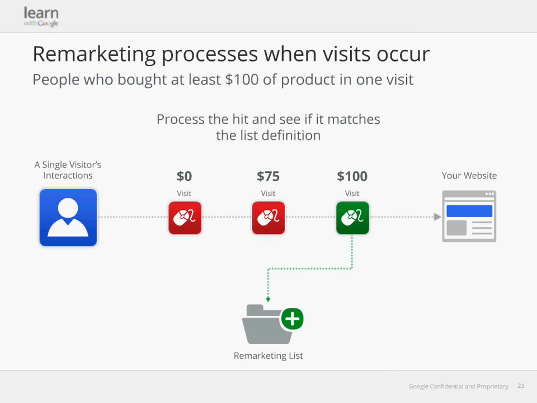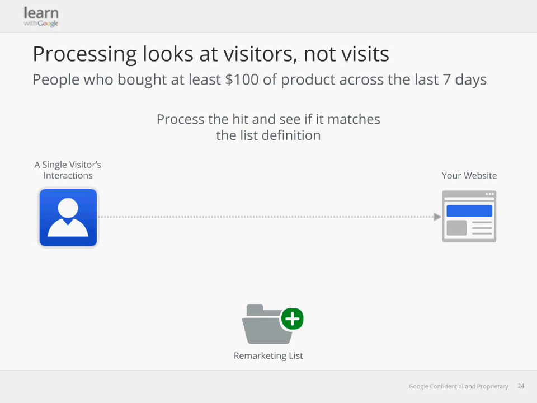So again, the first principle, I know it's basic, but I'm going to build upon it, is that we process the definition of your list as individual visits, really as hits occur to your website. Now let's imagine for the second principle that I tweak this example just a little bit more. Imagine you want to target not just people who spent $100 within a single visit, but say within the last 7 days of all of the interactions that they have with your website.